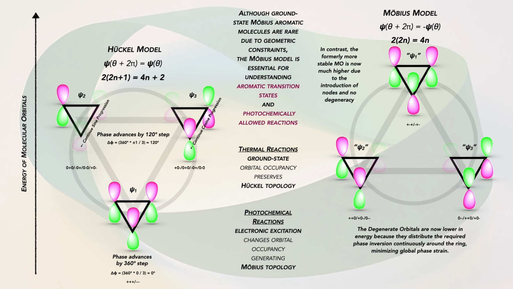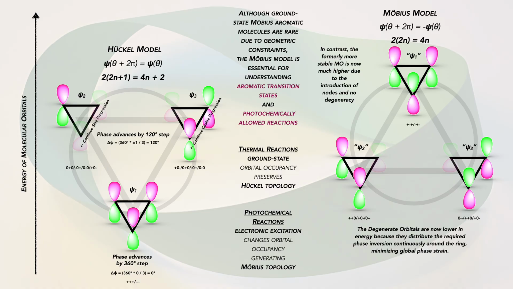There are reactions that are forbidden thermally, but allowed photochemically. And Hückel theory alone cannot explain that. For photochemical excitation reactions, when light is absorbed, an electron is promoted from the highest occupied molecular orbital to the lowest unoccupied molecular orbital. And that is not a small change. It reorders the orbital occupancy. And when the orbital occupancy changes, the effective topology of the pi system changes.